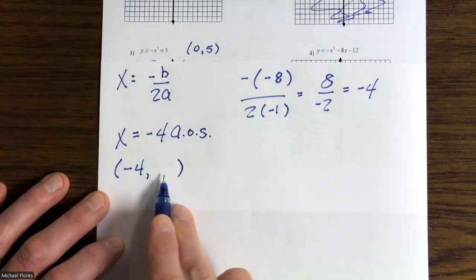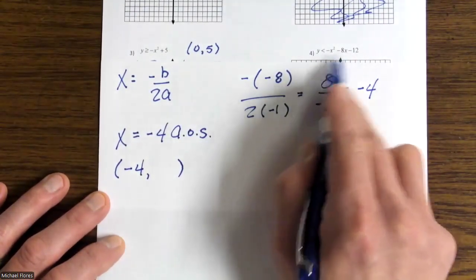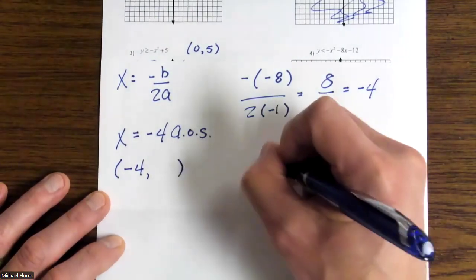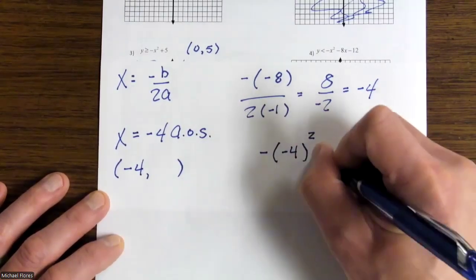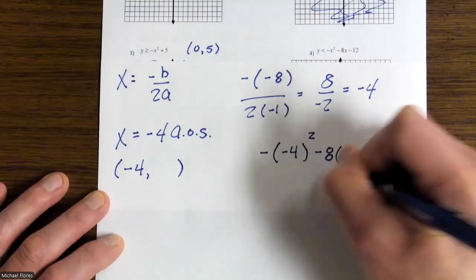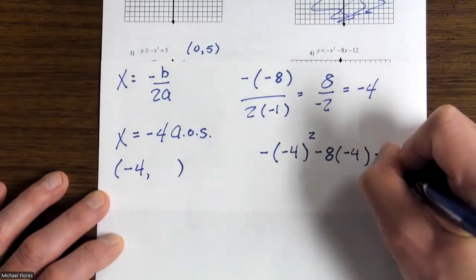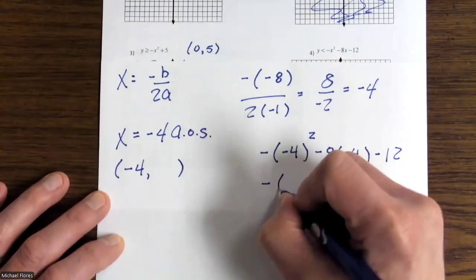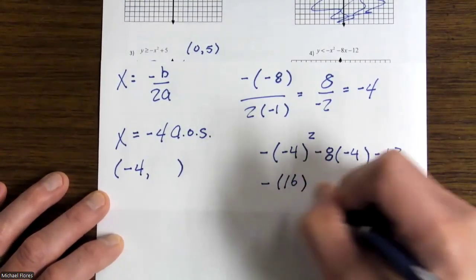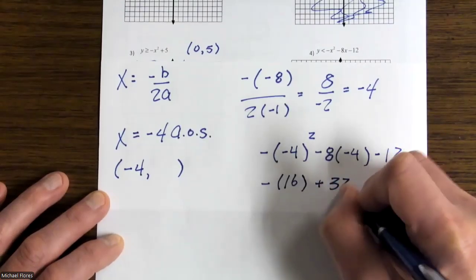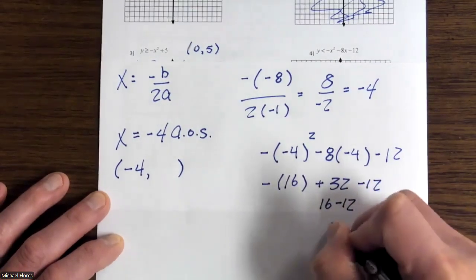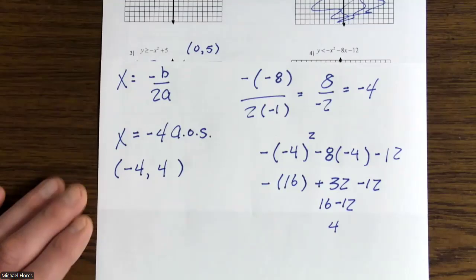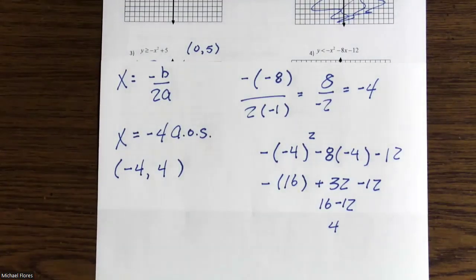To find the missing value, we're going to take -4 and we're going to substitute it for x back into our function here. And then start simplifying. So it looks like when x is -4, y is 4. That's our vertex. So let's plot that point.